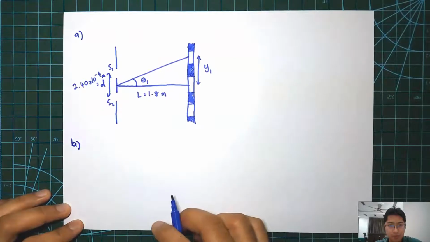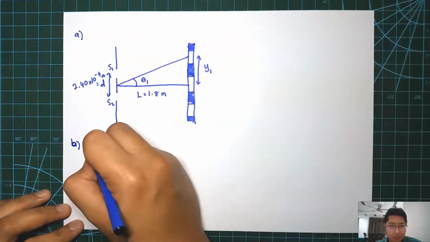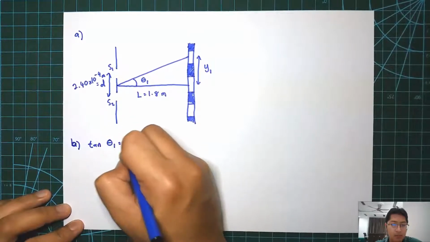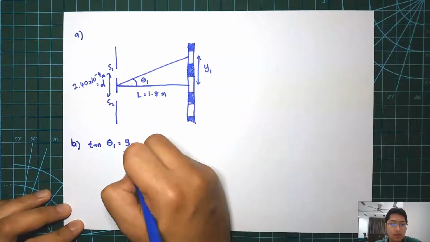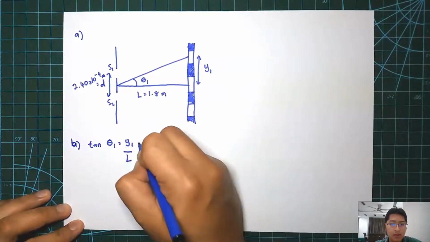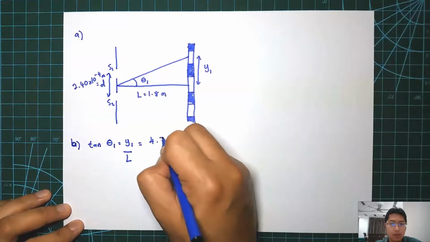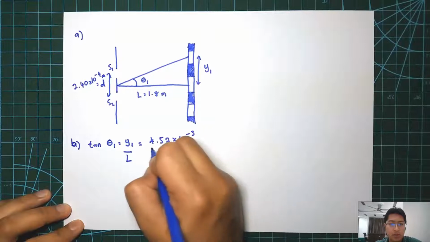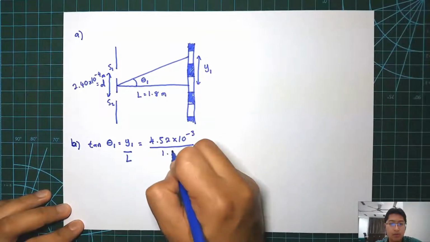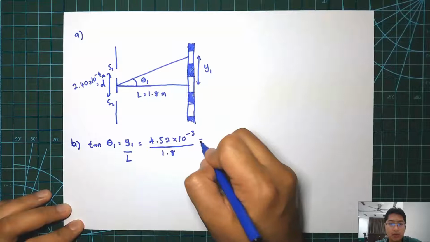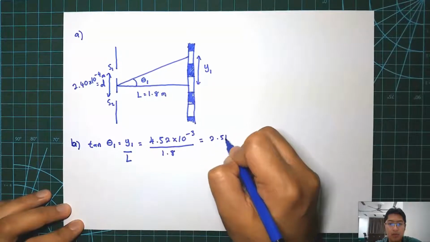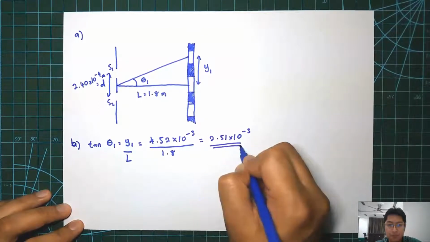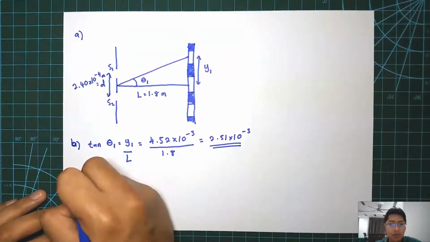So for B, you need to find the tangent for the first angle, the angle for the first bright fringe. Tan theta 1 equals Y1 divided by L equals 4.52 times 10 to the power of negative 3 divided by 1.8 equals 2.51 times 10 to the power of negative 3. So that's the solution.